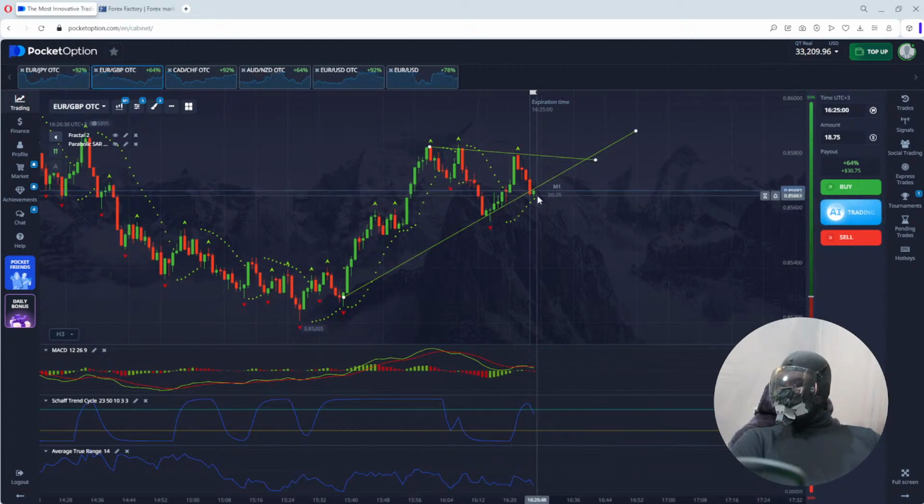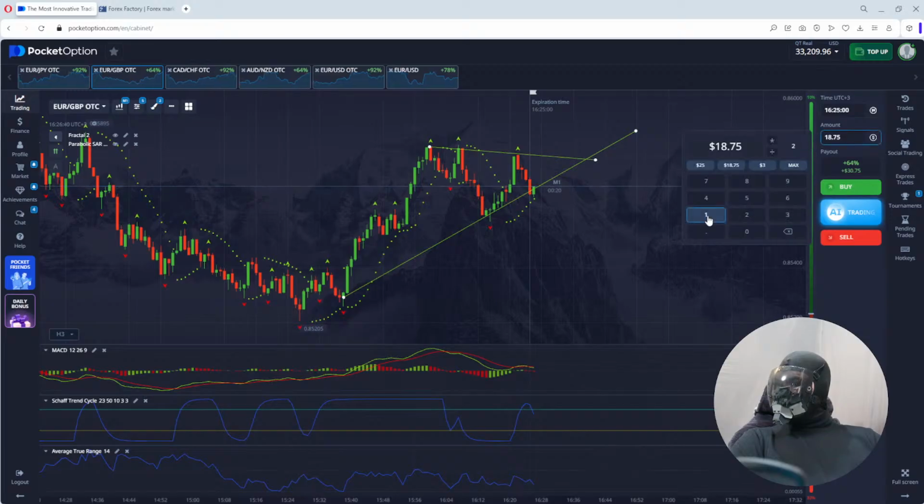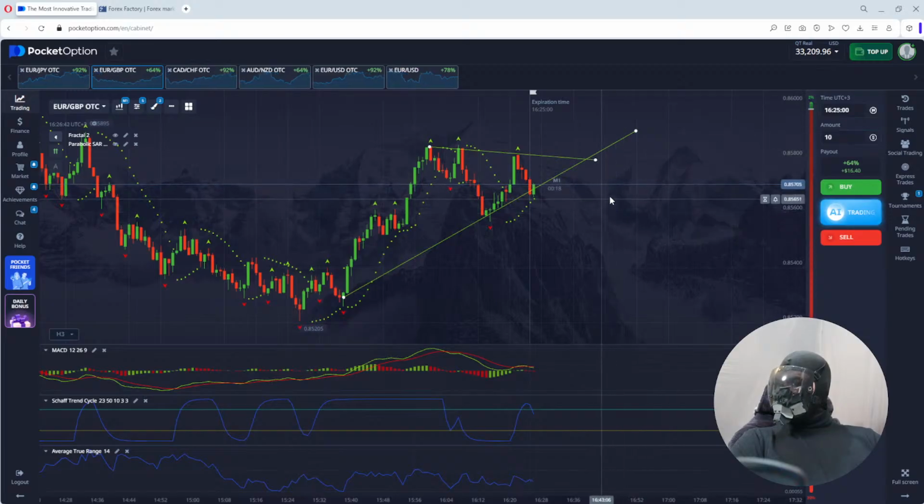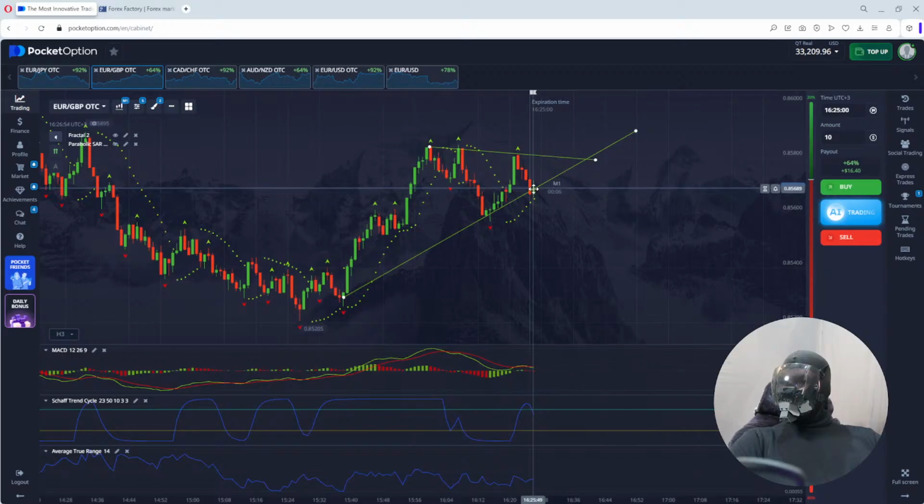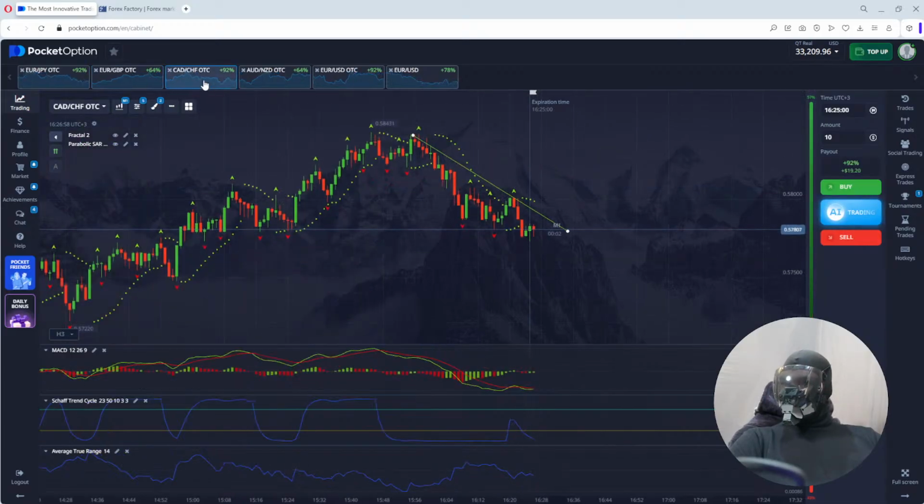We got a sell signal here, and let's go with $10 as a first step. We got a sell signal, but we got this kind of sideways thing going here, right? So we need the asset to go down a little bit lower. We got 1, we got 2. A third point of contact wouldn't be the best thing if it breached right now.